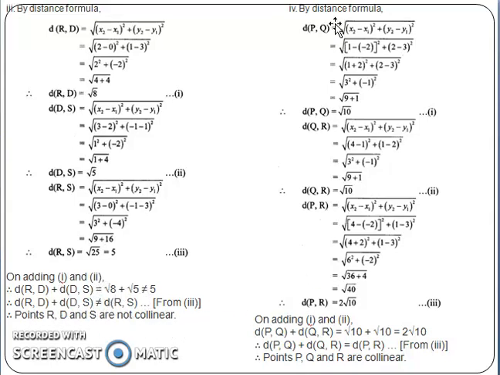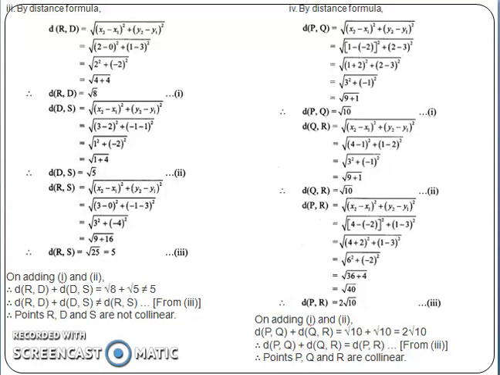So here also the same thing: distance of PQ we have got under root 10, distance of QR we got under root 10 and distance of PR we are getting 2 root 10. That means distance of PQ plus distance of QR is equal to root over of 10 plus root over of 10, which is equal to 2 root 10. So that is equal to distance of PR. Therefore points P, Q and R are collinear.